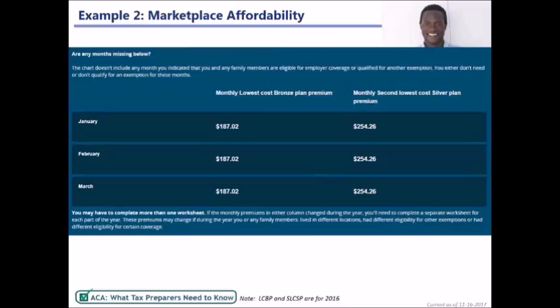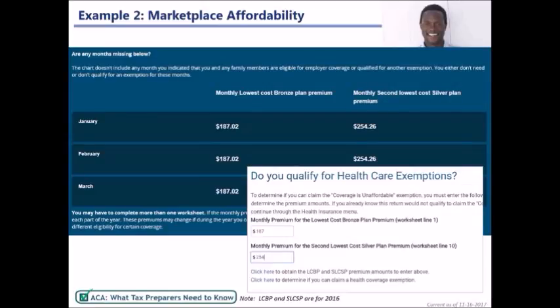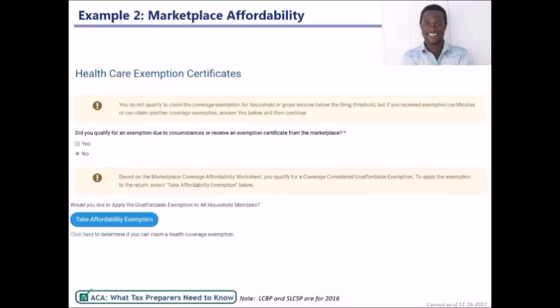And then after you go through some other screens that ask about your zip code and who lives with you, other dependents, et cetera, you're going to get to a screen that just spits out numbers of the lowest cost bronze plan and second lowest cost silver plan. And then you're going to put them into the TaxSlayer page that asks for those values. And then you're going to get this page that asks if you qualify for an exemption, and at that same page, it spits out the determination that based on the marketplace coverage affordability worksheet, you qualify for the unaffordable exemption.